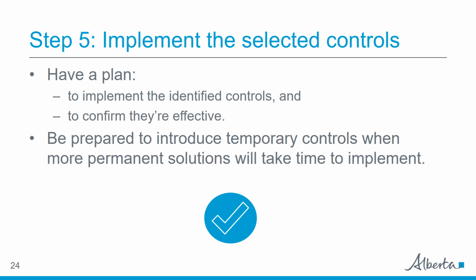Step 5. Implement the selected controls. Once you've identified the hazards and selected the best way to eliminate or control them, you need to follow through with action. Have a plan to implement the identified controls and to confirm they're effective. Again, be prepared to introduce temporary controls when more permanent solutions will take time to implement. For example, you'll want to provide workers with hearing protection, a form of PPE, until a sound barrier, an engineering control, can be put in place to control a noise hazard.